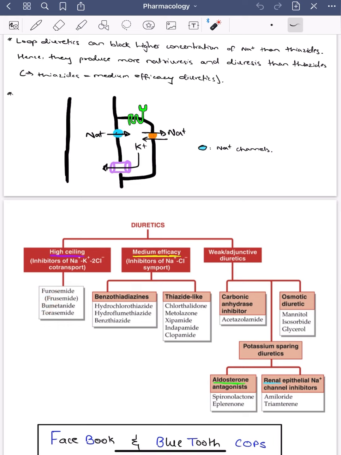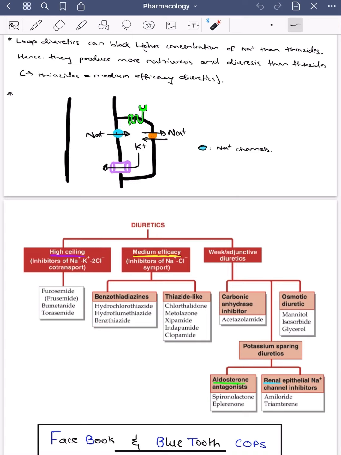Now medium efficacy diuretics, we've discussed that these are the inhibitors of the sodium chloride symport system, the examples of which are benzothiazines and thiazide-like drugs. Benzothiazines include hydrochlorothiazide, hydroflumethiazide and benzthiazide.